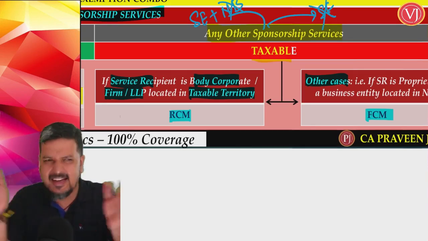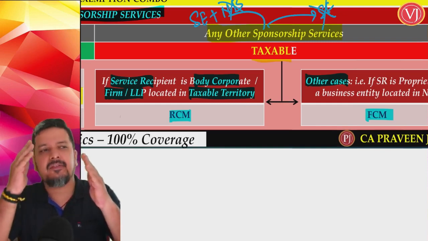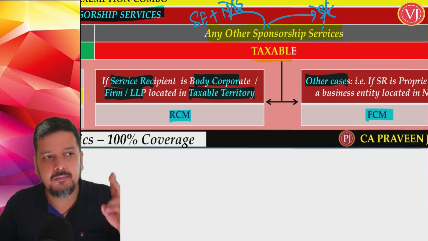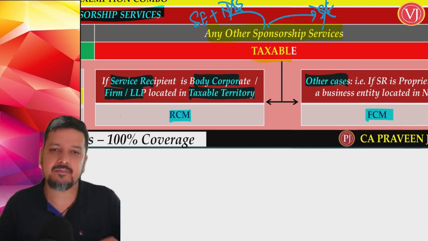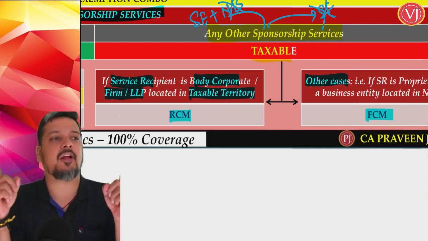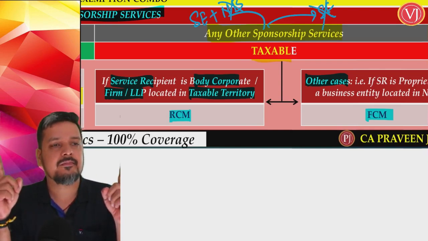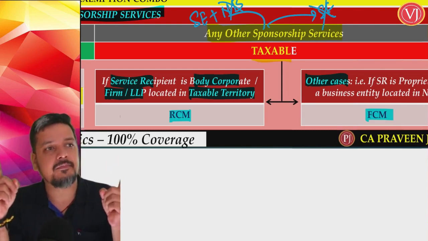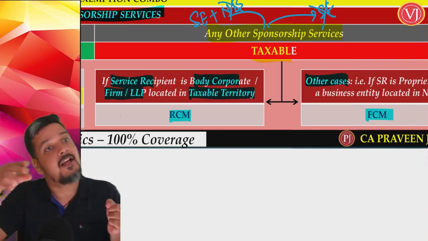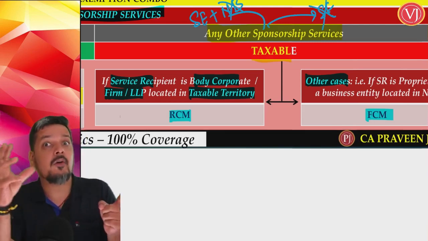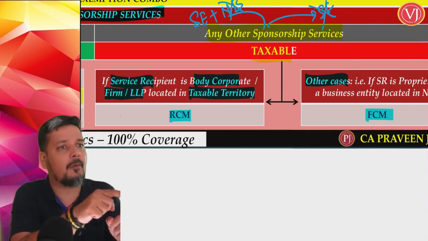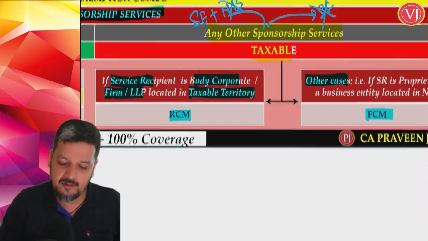Who should be the supplier? Anyone. Supplier, whether he is body corporate or not, is not relevant. But who should be the recipient? Partnership firm, LLP or body corporate. Supplier body corporate, recipient body corporate: RCM. Supplier body corporate, recipient partnership firm: even if the supplier is a body corporate, you don't look at that; the recipient is a partnership firm. Supplier can be anyone. Recipient, is it partnership firm, LLP, body corporate? Yes. It is under RCM.